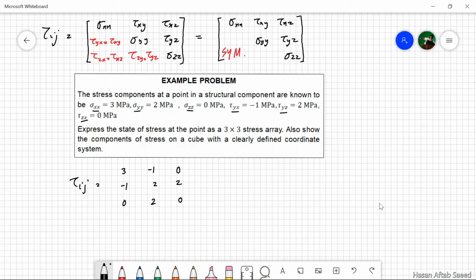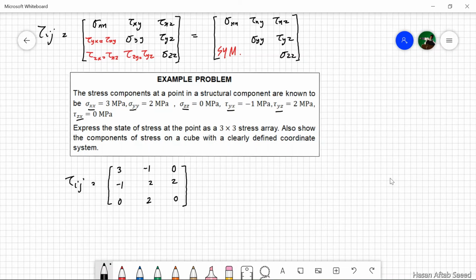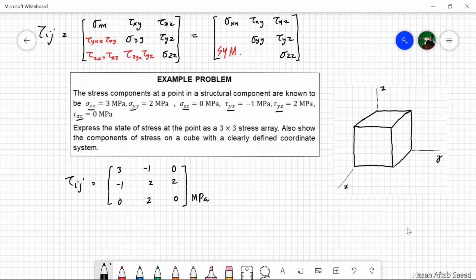We have the state of stress expressed as a stress array. That's never a problem, provided one knows the 6 independent stress components. Let's not forget to write the units here. Now expressing the same state of stress at a point graphically, let's take up the components one by one.